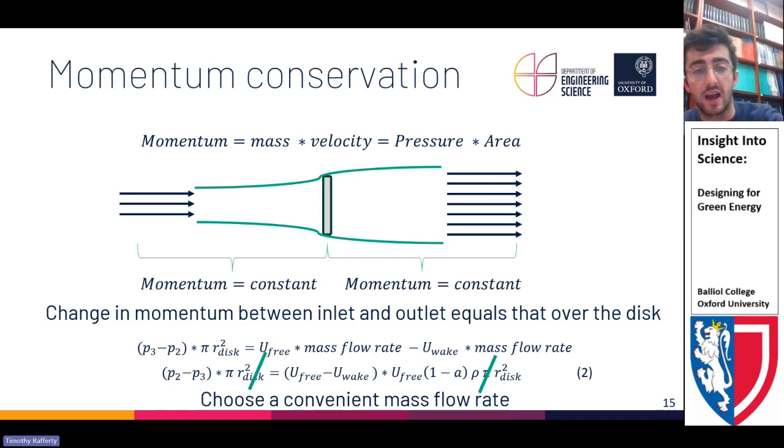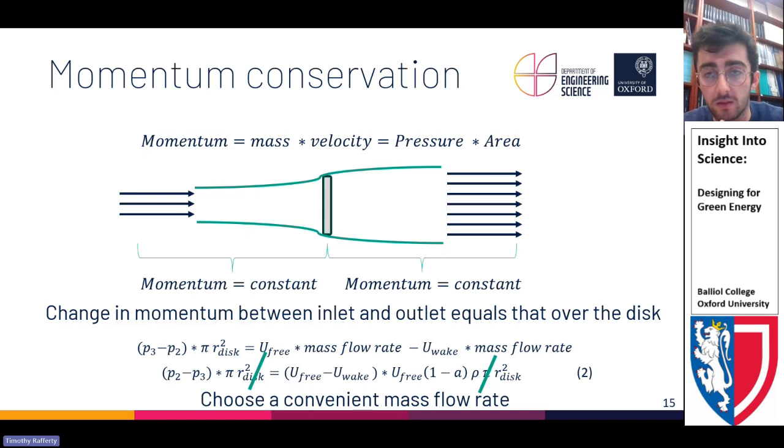So then we can say just after the wind turbine here, I hope you all can see my mouse. Can someone just give me a yes to say they can see my mouse? Great. Just on the other side of the turbine and to the outlet, again, momentum will be conserved. There's nothing between those two regions.